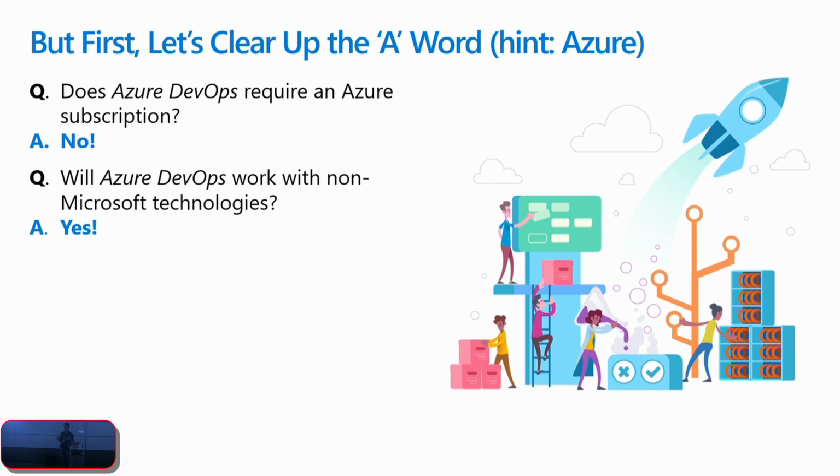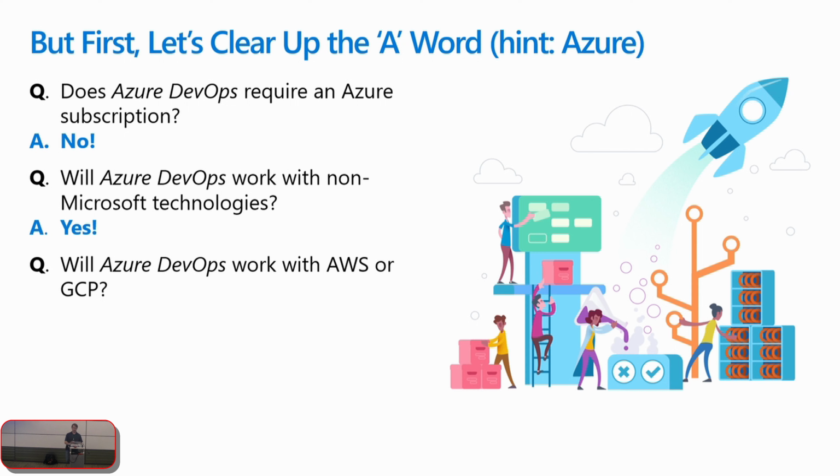Will Azure DevOps work with AWS or GCP? Obviously, you can assume it works with Azure, and it does. It works really, really well with Azure, and it's probably the best experience out there for development processes and tooling for Azure. But yes, it will also work with AWS and GCP as well.